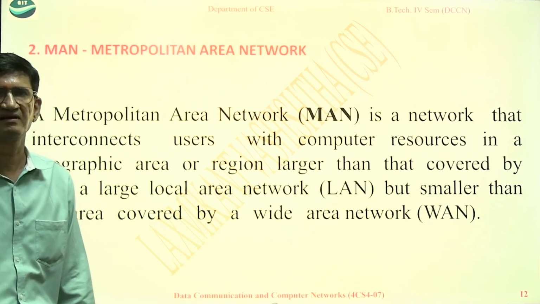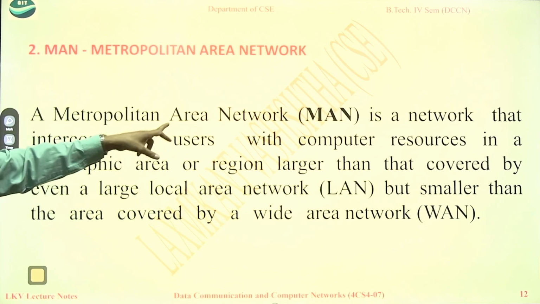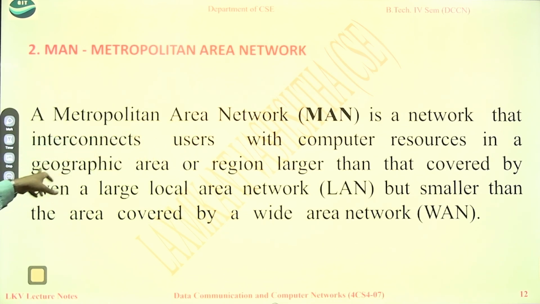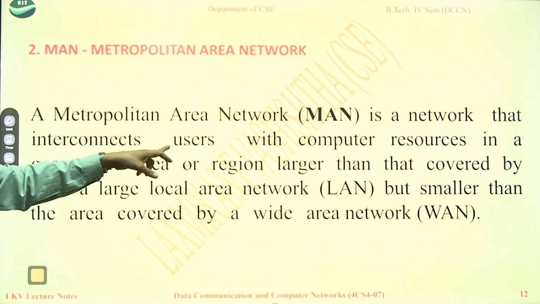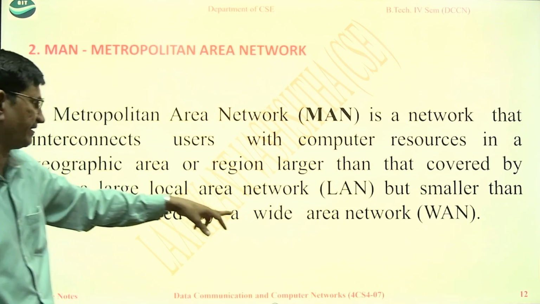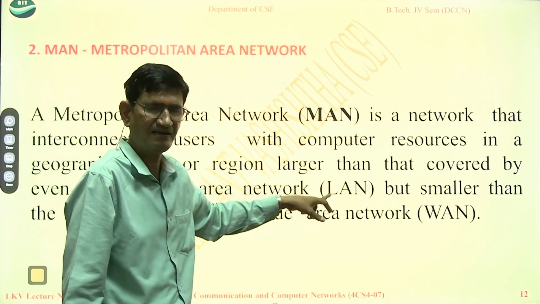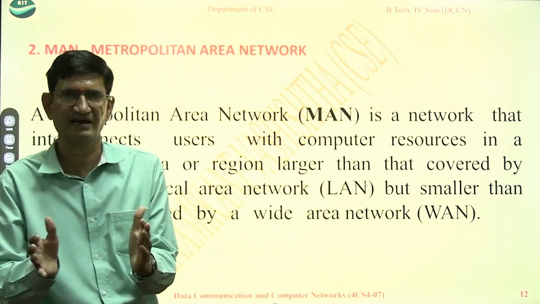The second network architecture is the metropolitan area network, in short called MAN. It is a network that interconnects users with computer resources in a geographical area or region larger than that covered by a LAN, but smaller than a WAN. We discuss WAN later. We discussed LAN, the small geographical area.